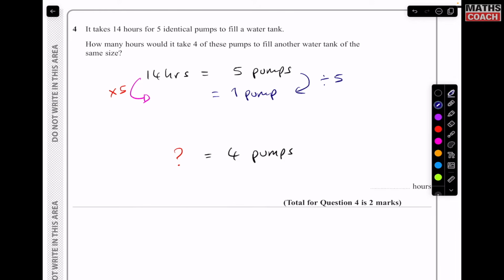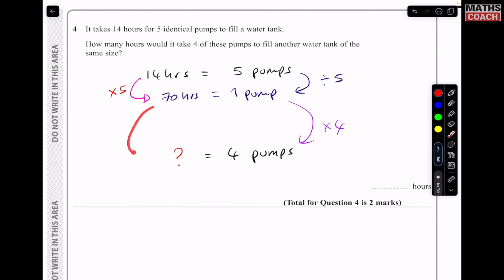14 times by 5 is 70. So 70 hours is what is needed for 1 pump to fill the water tank. Now, I want to go back up here. So by timesing by 4, I will go up to 4 pumps. So if I times this by 4, I will get 1 times by 4, gives me 4 pumps.